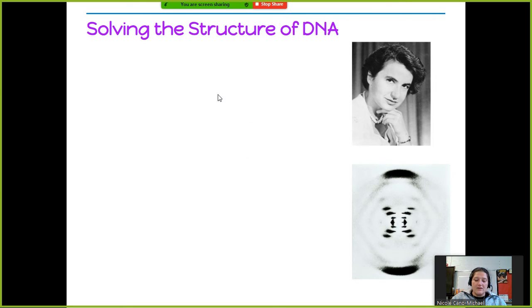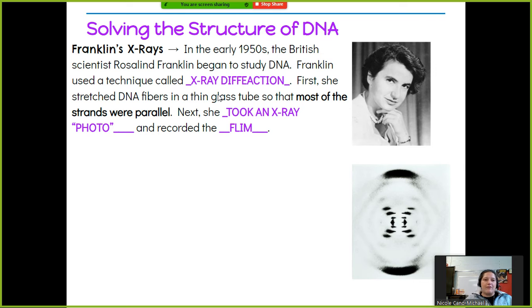All right, so moving on structurally. Chargaff gives us Chargaff's rule, which tells us that the different base pairs always show up in the same percentages. A and T are always the same. C and G are always the same. A few years later, we have Rosalind Franklin. In the early 1950s, she is a British scientist and she begins to study DNA. She's using a technique called X-ray diffraction, which I spelled wrong. First, she takes DNA fibers on a thin glass tube and stretches them out so that most of the strands are parallel. And then next, she takes an X-ray photo and records it on film.